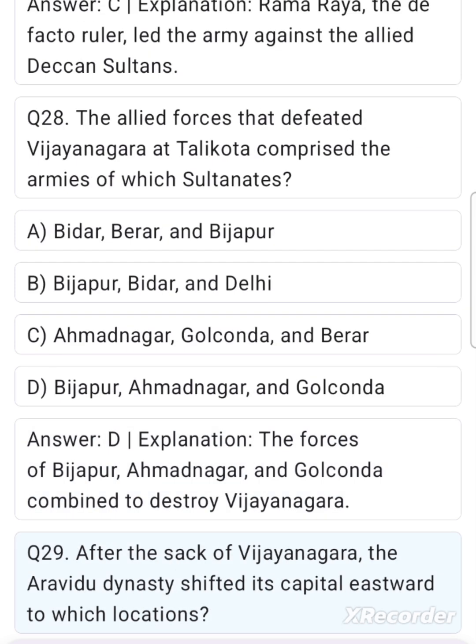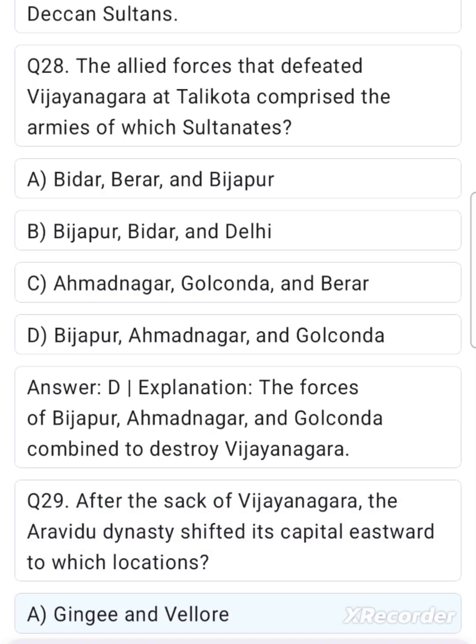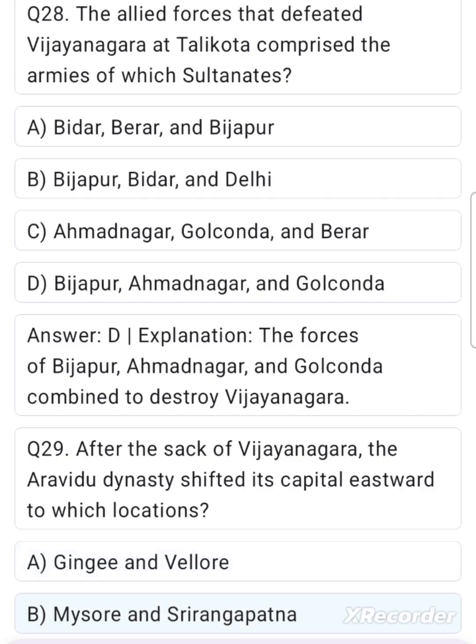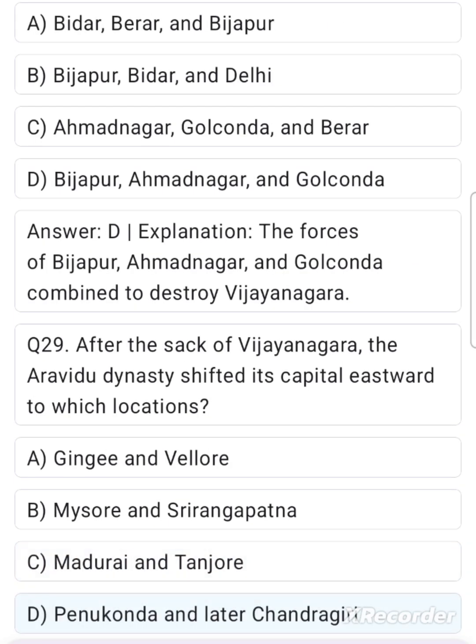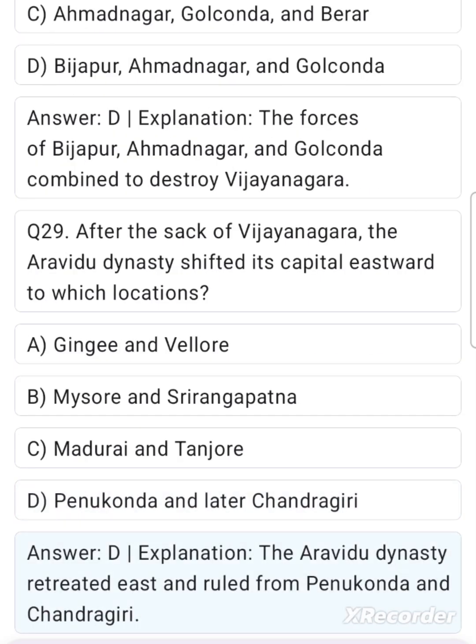Q29. After the sack of Vijayanagara, the Aravidu dynasty shifted its capital eastward to which locations? A. Jinji and Vellore. B. Mysore and Srirangapatna. C. Madurai and Tanjore. D. Penukonda and later Chandragiri. Answer. D. Explanation. The Aravidu dynasty retreated east and ruled from Penukonda and Chandragiri.